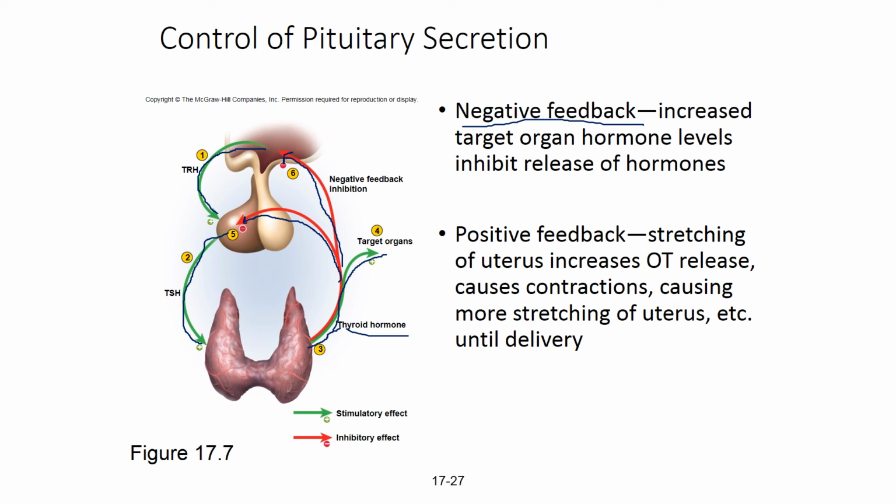In other cases, we have positive feedback mechanisms, and this is an example that goes back to chapter 1. If we're talking about contractions in childbirth, stretching of the uterus will increase oxytocin release, which will cause contractions, and that will cause more stretching of the uterus, which will cause more contractions, and it keeps going in this positive feedback until the baby's delivered.